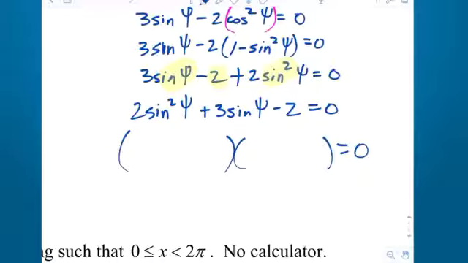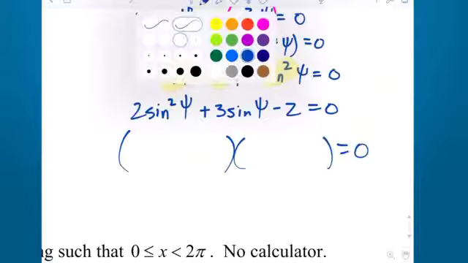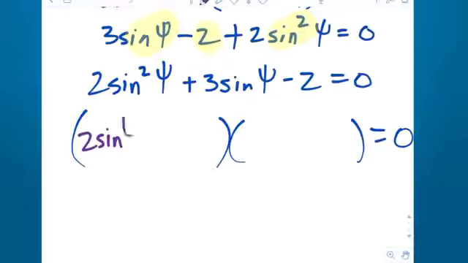The same thing goes for this. The only difference is we have sine of psi instead of just plain old x. Now this is the fun variety, remember, because the leading coefficient is not 1. But it is prime. It is 2. So the two factors in the front have to be a 2 sine of psi and a sine of psi. That's the only way that thing can factor.